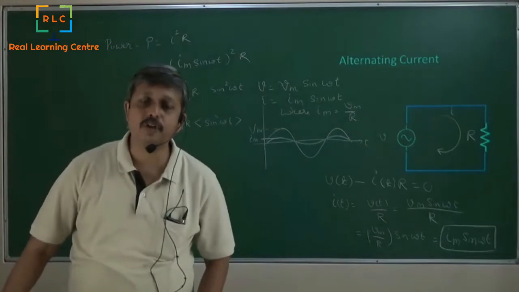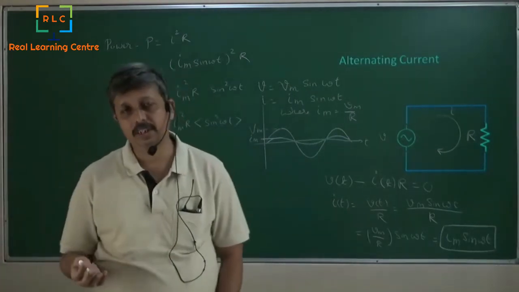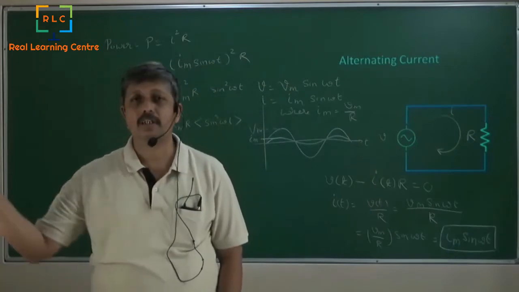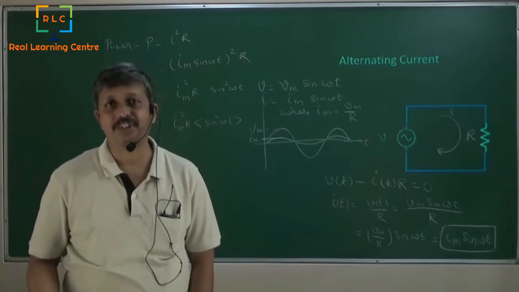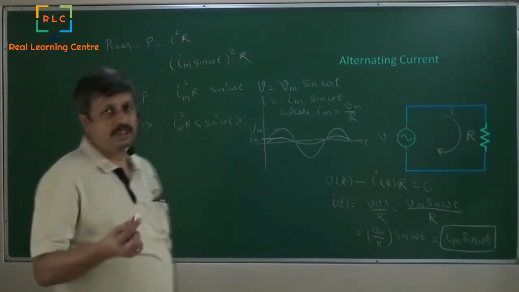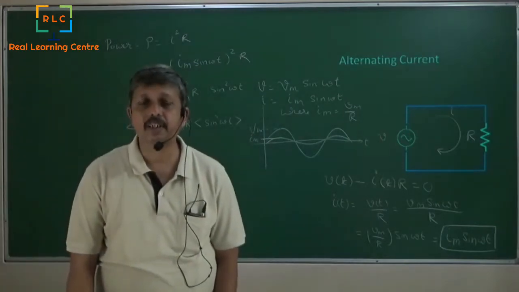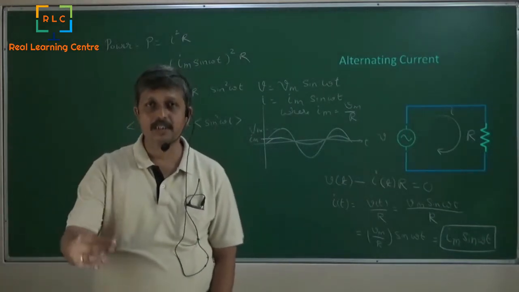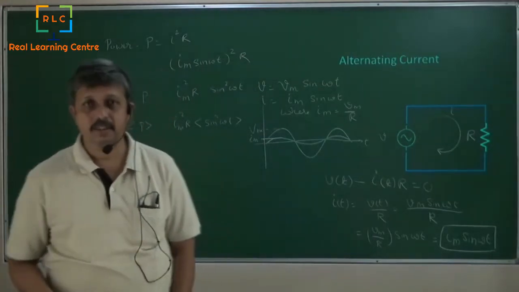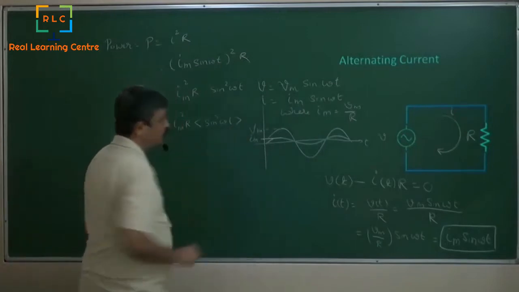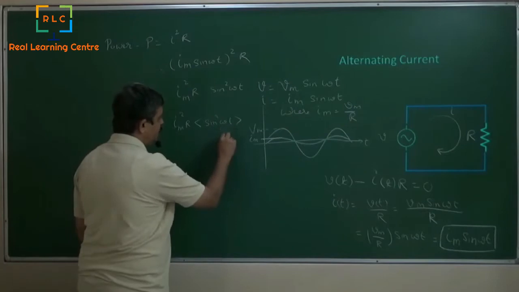The average of sine square omega t is basically: you draw the sine square curve, or you integrate it over a given time, and divided by the time you average. If you know the integration very well, it is very easy to do. I'm not going to do that at this point. If you have any doubt in the live sessions, we will do it. But this average comes down to half, if you calculate.